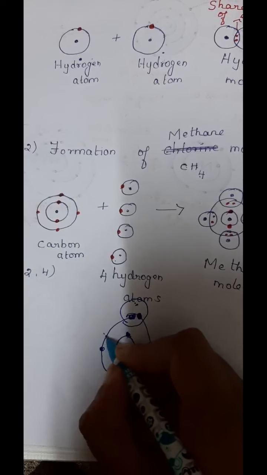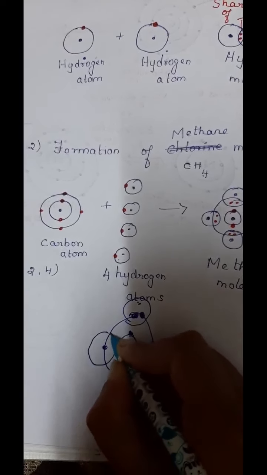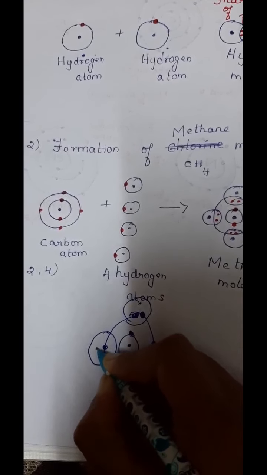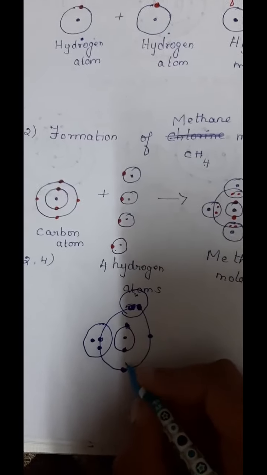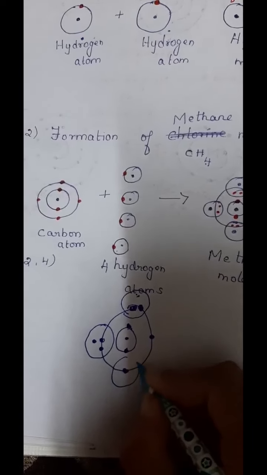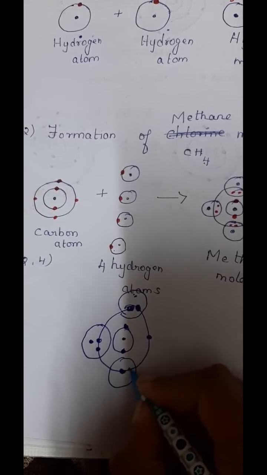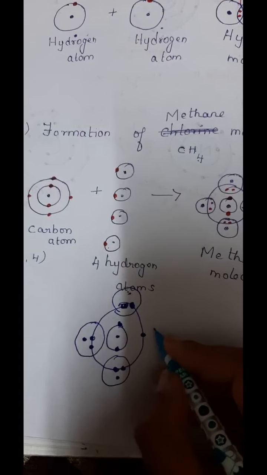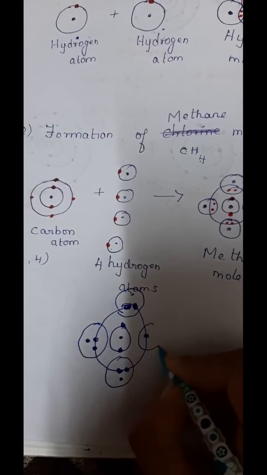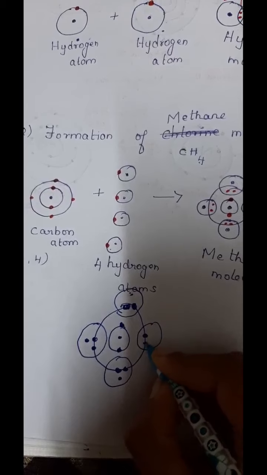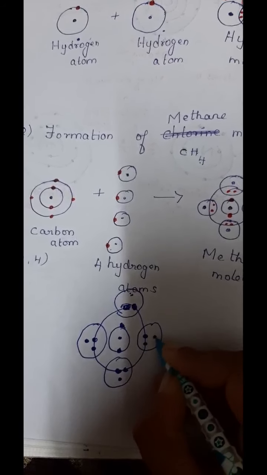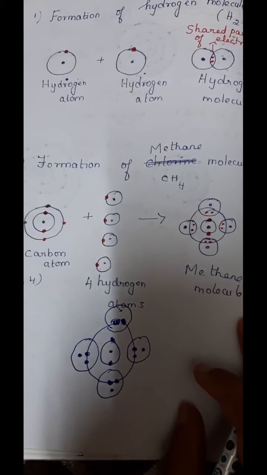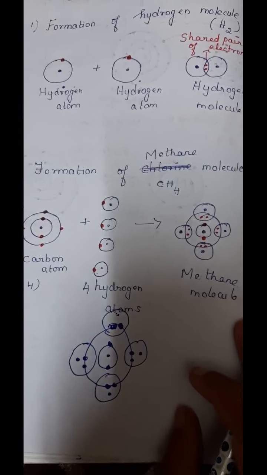And the same thing, this one, hydrogen, this is the nucleus. And the same thing, hydrogen, and this is the nucleus. The same thing, so hydrogen, and this is the nucleus. So this is the formation of methane molecule. Understood the formation of hydrogen molecule?